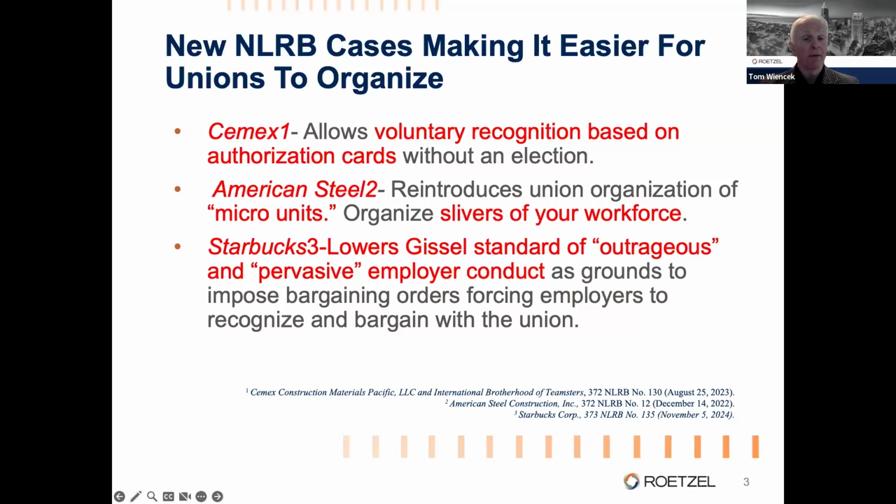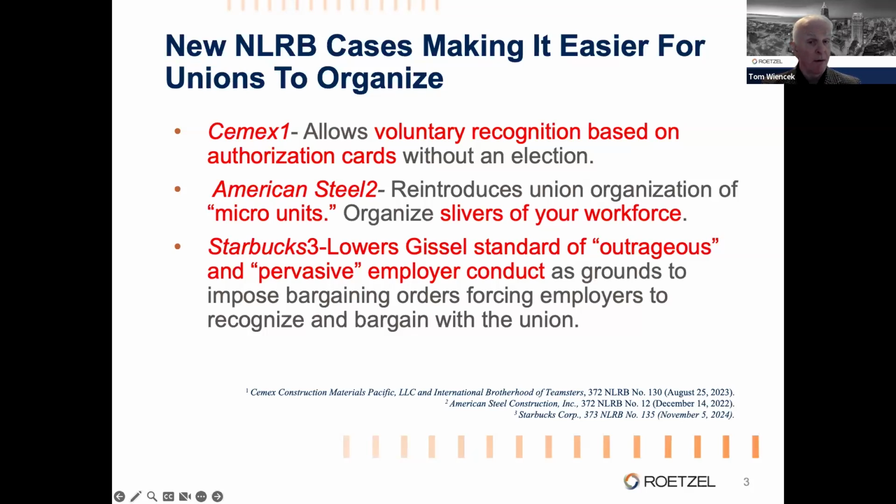The other case that's important is American Steel. It reintroduces the union organization of what's called micro units based on a specialty healthcare standard, essentially allows unions to organize slivers of your workforce, even though a larger bargaining unit would be more appropriate because it contains a community of interest.